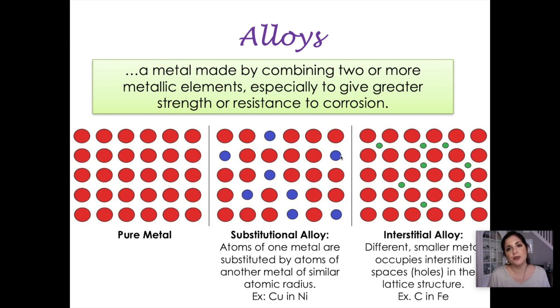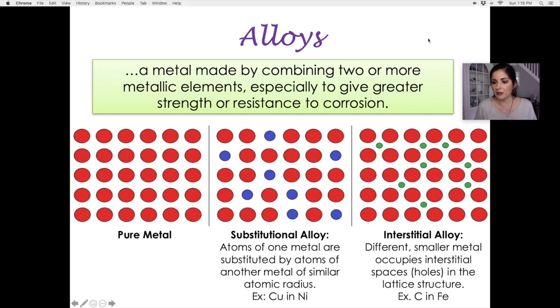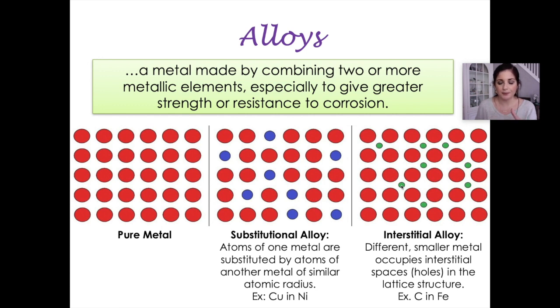We call this an interstitial alloy. That's when we have smaller metal atoms that occupy the interstitial spaces, otherwise known as holes, in the lattice structure. An example of that would be carbon and iron, which, like we said, is steel. So here's our substitutional alloy, where a new metal substitutes the original metal. Whereas the second one, interstitial, is when much smaller atoms take up the holes in another type of metal.